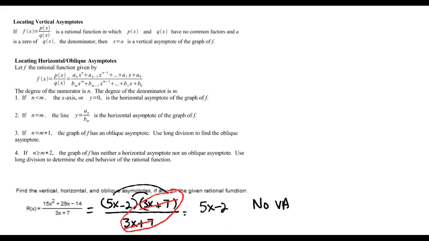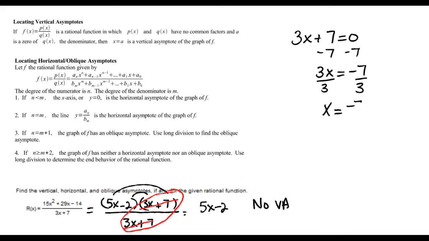Let's see where it is. We're going to take that factor that canceled out and set it equal to 0, and we're going to be able to find where that hole in the graph is. So I set that factor equal to 0. I'm subtracting 7 on both sides, and then dividing by 3. That's going to give me x equals negative 7/3.